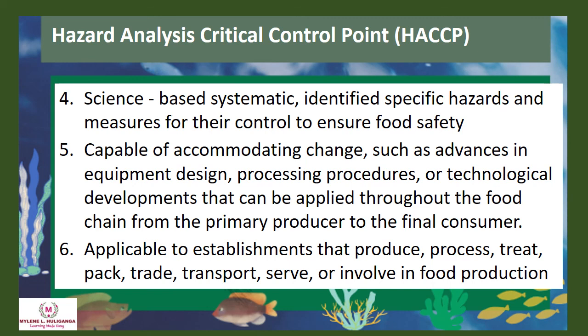Number 5, capable of accommodating change, such as advances in equipment design, processing procedures, or technological developments that can be applied throughout the food chain from the primary producer to the final consumer. Number 6, applicable to establishments that produce, process, treat, pack, trade, transport, serve, or are involved in food production.